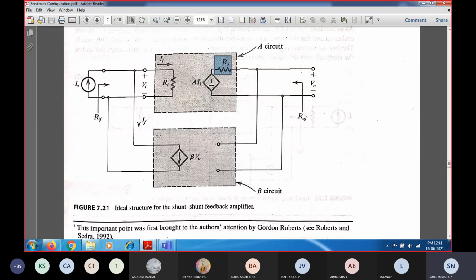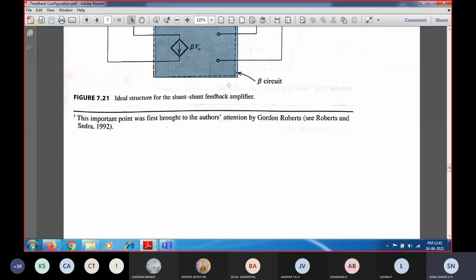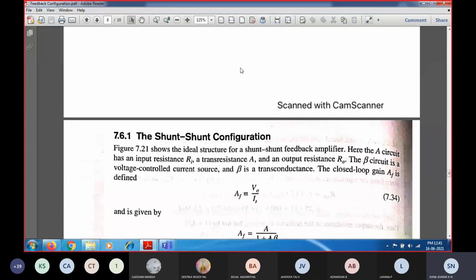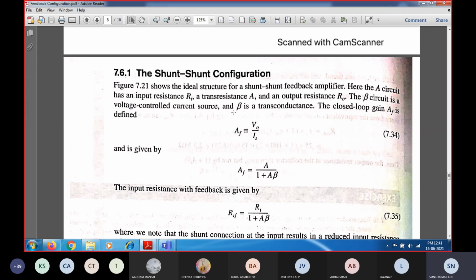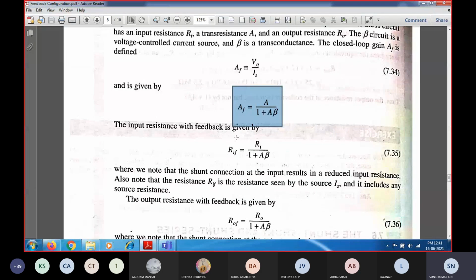So we will see the corresponding feedback network for the shunt configuration, in order to find out how the input and output resistance are going to increase or decrease. The feedback gain is given by V naught by Is, since the output is voltage and the input is current, which will be equal to A over 1 plus A into beta. So Rif will be equal to Ri divided by 1 plus A beta. This input resistance with feedback we have seen in the previous case, the series shunt configuration.